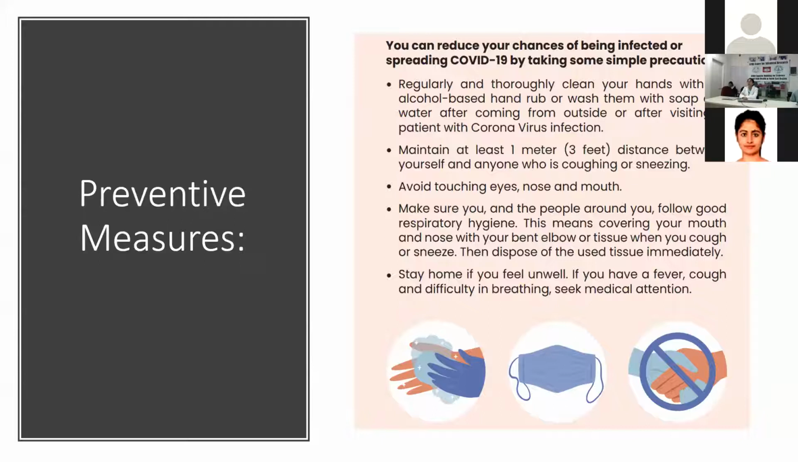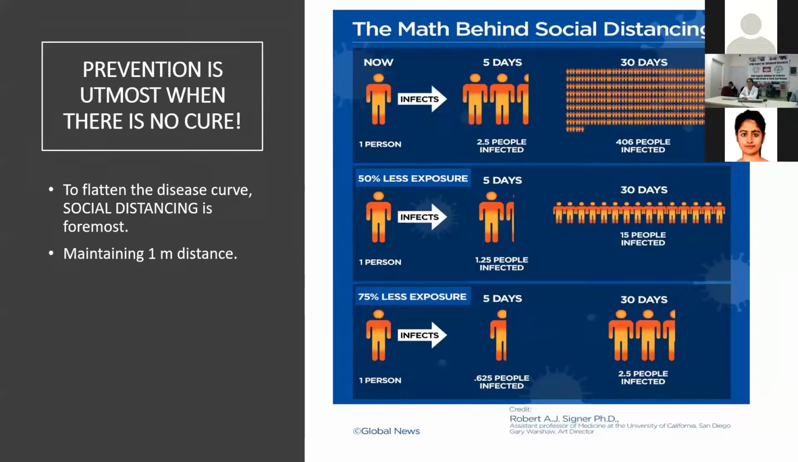Hand hygiene also plays a very important role. Wash your hands with soap and water for at least 20 seconds, or use an alcohol-based sanitizer or hand rub. Prevention is utmost when there is no cure, and right now we have no cure for this pandemic.